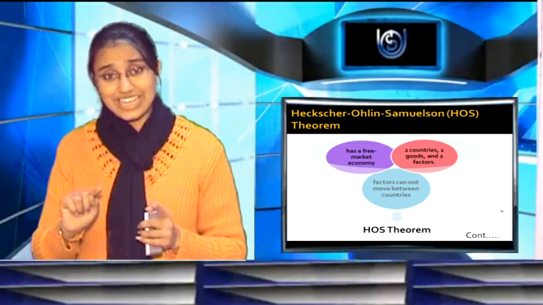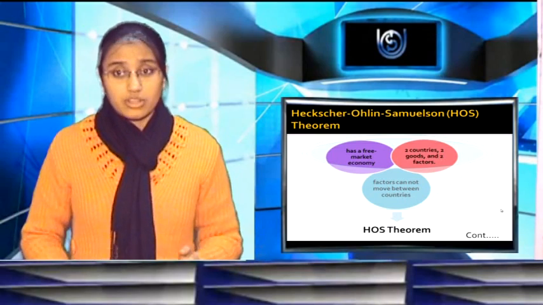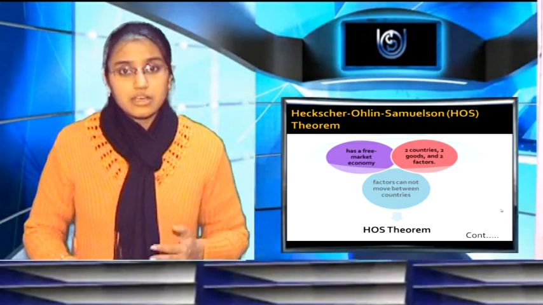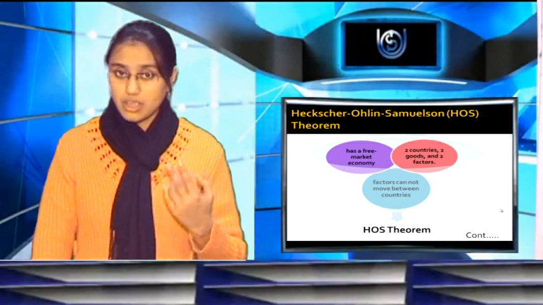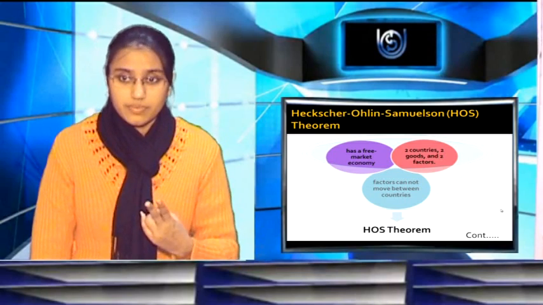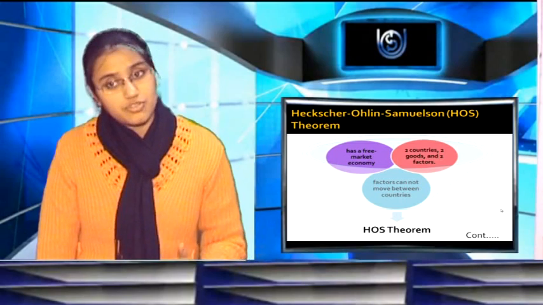In that context, the HOS theorem has certain conditions to be added. There must be a free market economy. There must be free trade. There must be two countries having two goods and two factors. And factors cannot move between the countries.